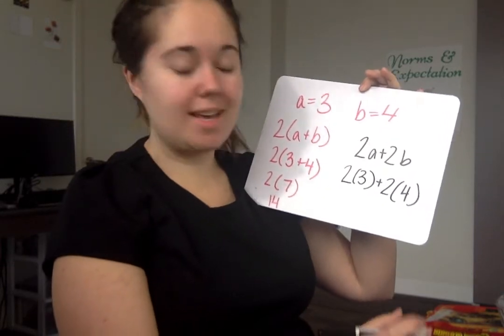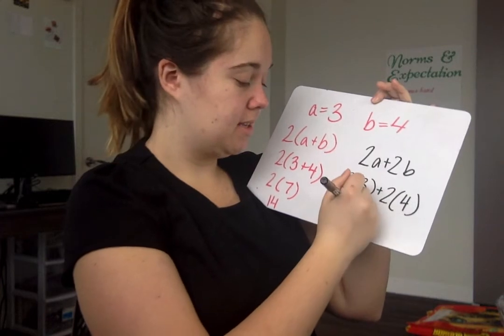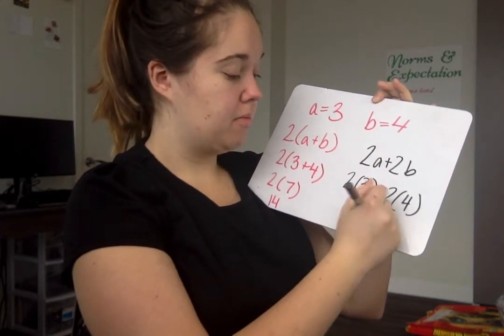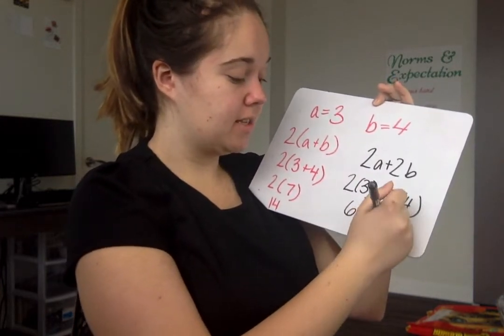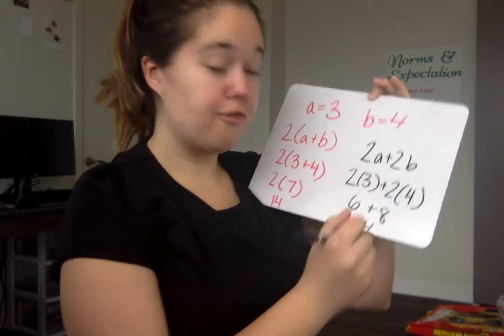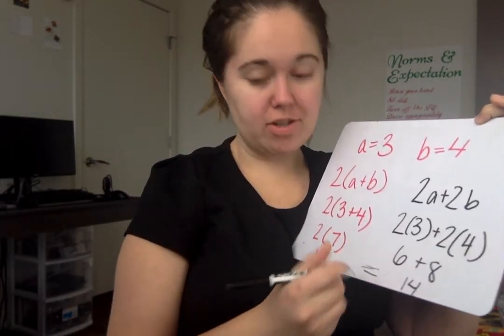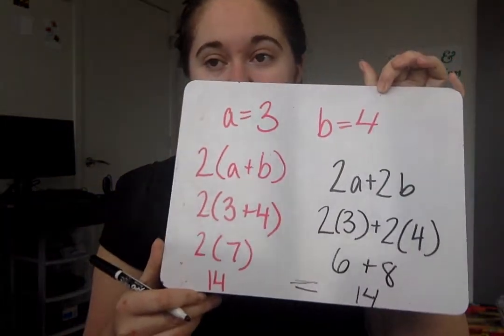And when I do this, suddenly I can multiply these out. So 2 times 3 is 6, plus 2 times 4 is 8. So now we have 6 plus 8, which is 14. So wait, they were in fact equivalent. We just kind of helped prove that these are equivalent.